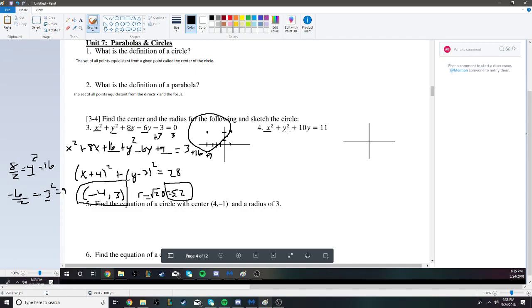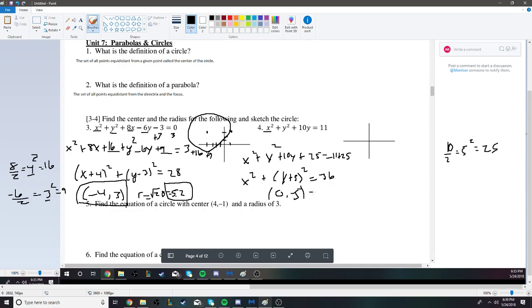Same thing with this one. The x squared has no other x's, so it's just sitting there. And then this is going to be a y squared plus 10y. We're going to do the work off to the side. 10 divided by 2, that's 5. Square that, and that's 25. So we're going to add 25 to both sides. So that's going to be x squared plus y plus 5 squared equals 36.